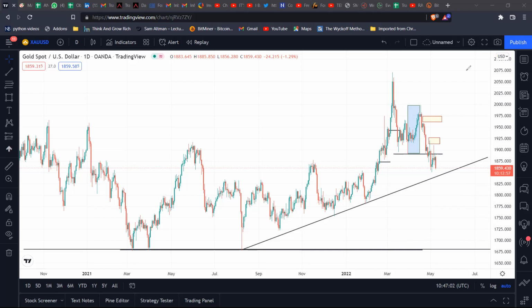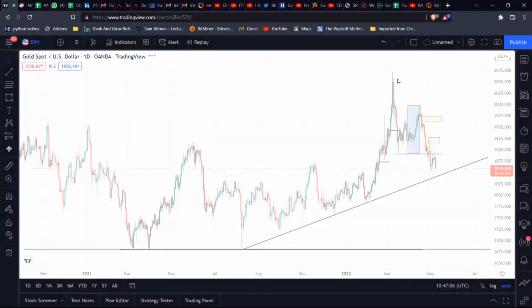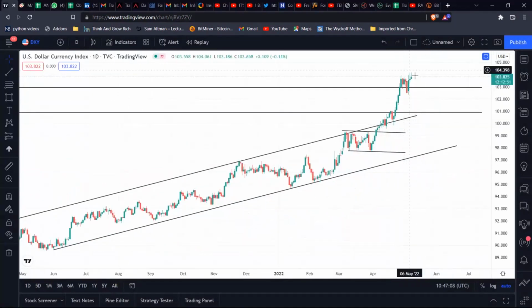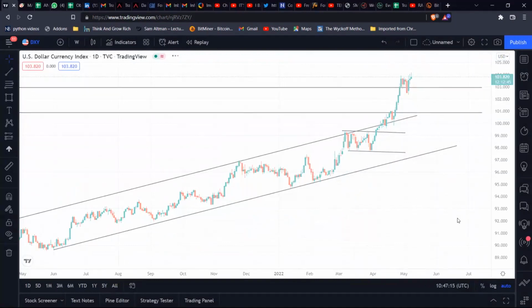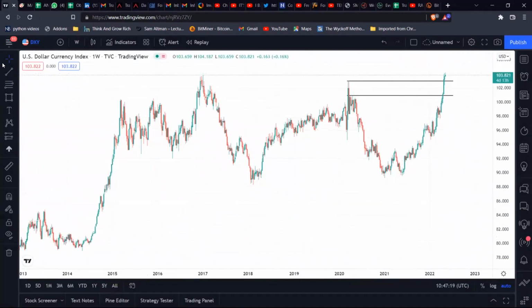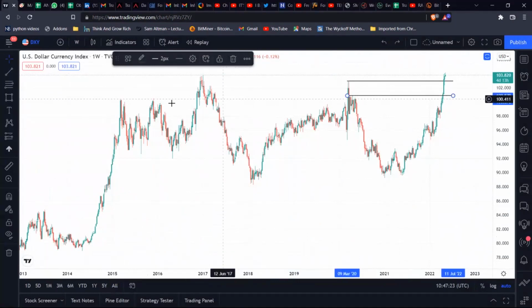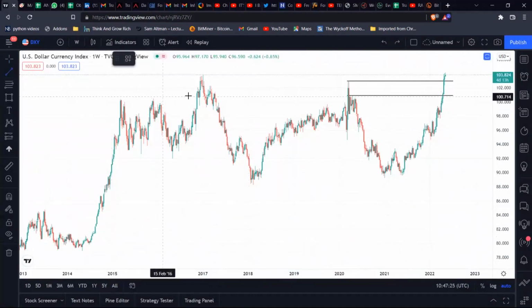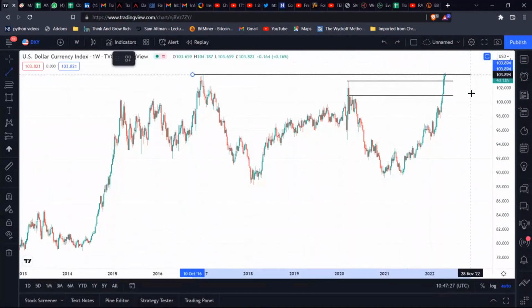If I go back to the DXY here, which is the dollar index, you can see we are stretched, really stretched, but we could potentially pull back down. Let me look at the weekly chart here as well. You could see it's been one straight move. Let me pull this here. So you can see where we are currently resting, right?